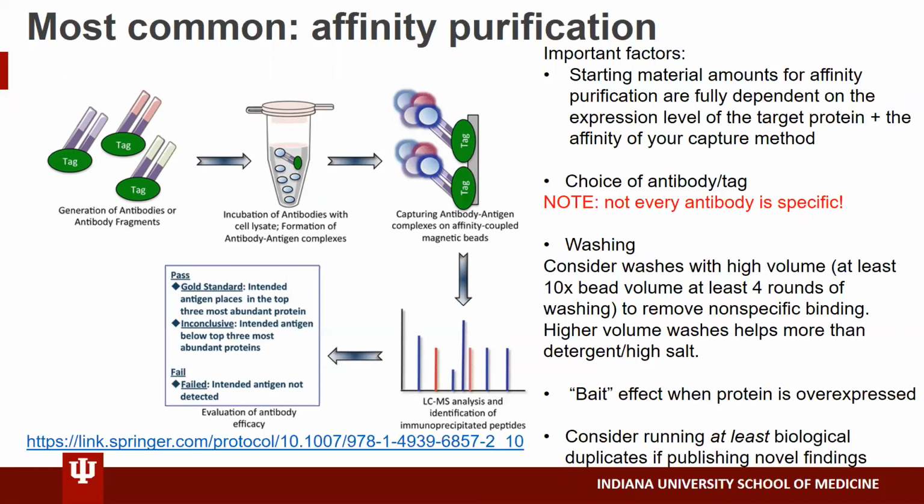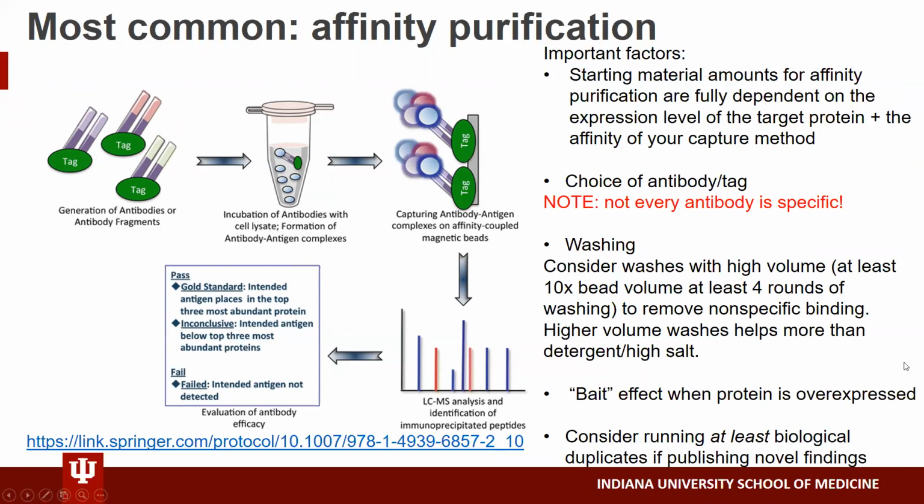So this higher volume removes all the detergent. High salt can remove nonspecific binding. So this binding might be to some other portion of the antibody or to the beads themselves. You have to think about how there's matrix effects and interactions that happen there, and you're going to pull down all of that. And so the more washes you do, the better.